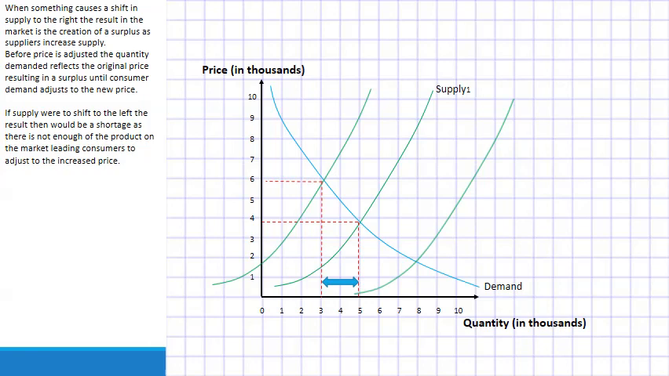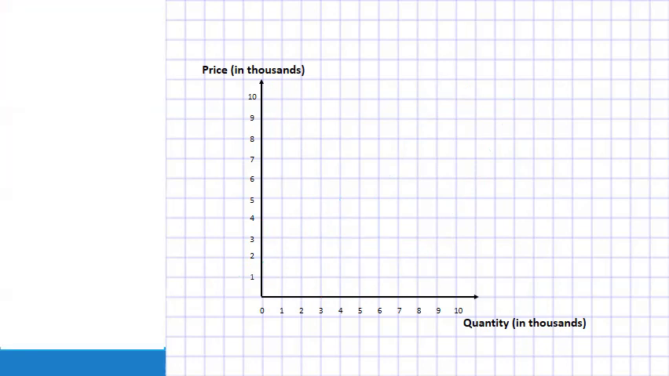It's important to remember the difference as to what's happening. Supply shifting to the right is going to cause a surplus. Demand shifting to the right causes a shortage. Supply shifting to the left causes a shortage, whereas demand shifting to the left causes a surplus. Okay, next thing we have to think about is what happens if both demand and supply were to shift. So let's throw a demand curve up here. Let's throw our supply curve up.